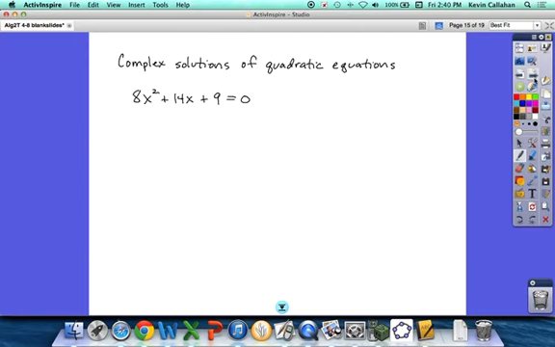8 times 9 is 72. Are there any factors of 72 that add up to 14? No. So it's not factorable. You could try to graph it. You would probably see that it never crosses the x-axis. But the quadratic formula always works. So generally, you're just going to go to the quadratic formula at that point.